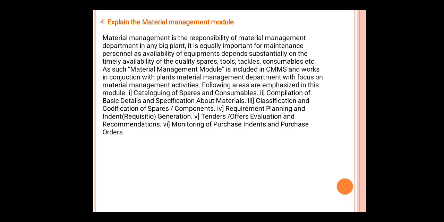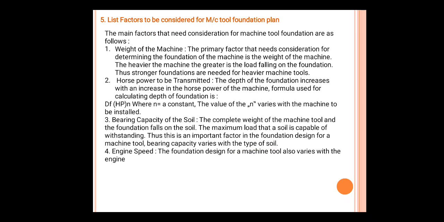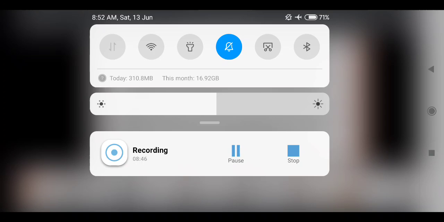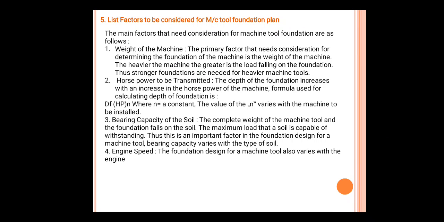Then next question: list the factors to be considered for machine tool foundation plans. Answer: the main factors that need consideration for machine tool foundation are as follows: weight of the machine.